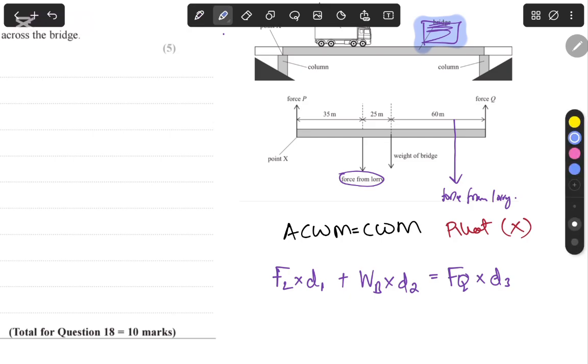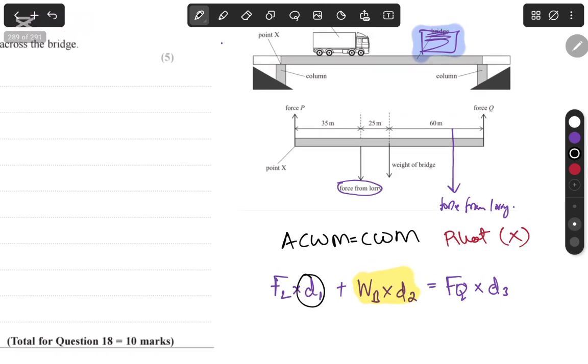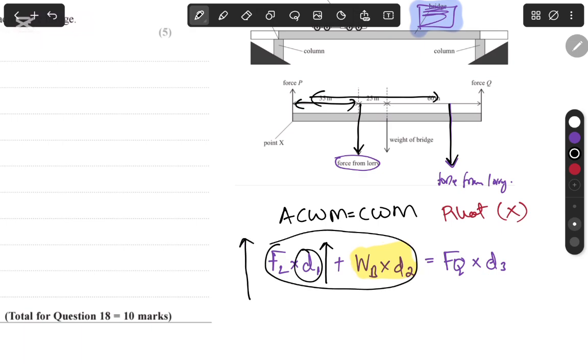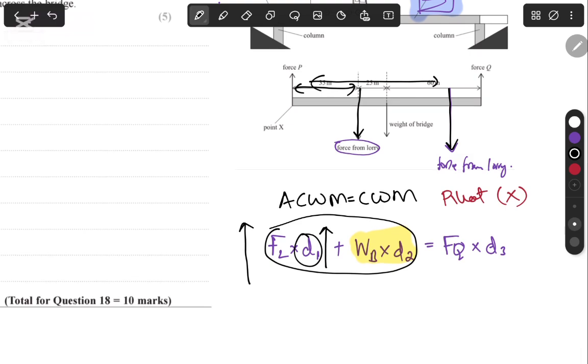Now I want you to just ignore this, because the weight of the bridge and this distance do nothing. They are not going to change at all. What is changing is the distance from the lorry to the pivot. At first the lorry was right over here. The distance was 35. Now the lorry is much further from that position. So this distance has increased, which means the total anti-clockwise moment increased. It's like when you add two numbers and one of the numbers becomes bigger, the overall value becomes bigger.